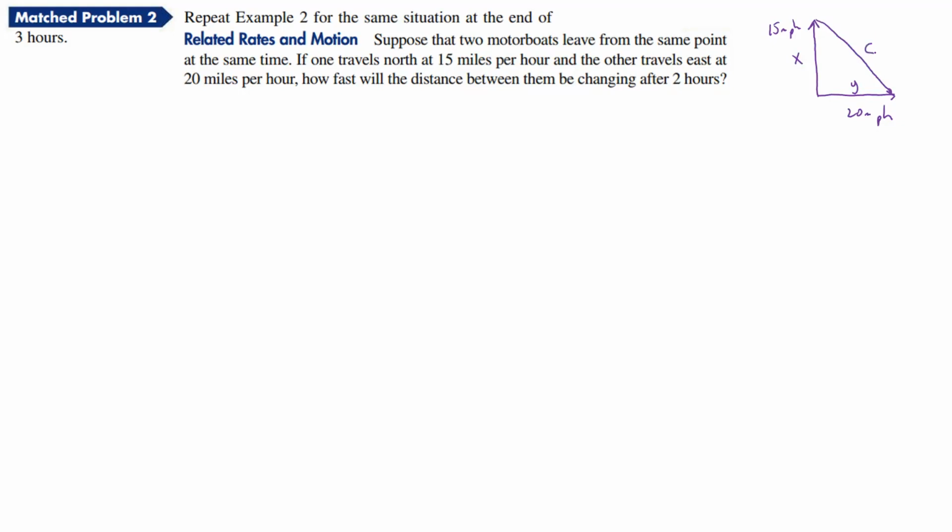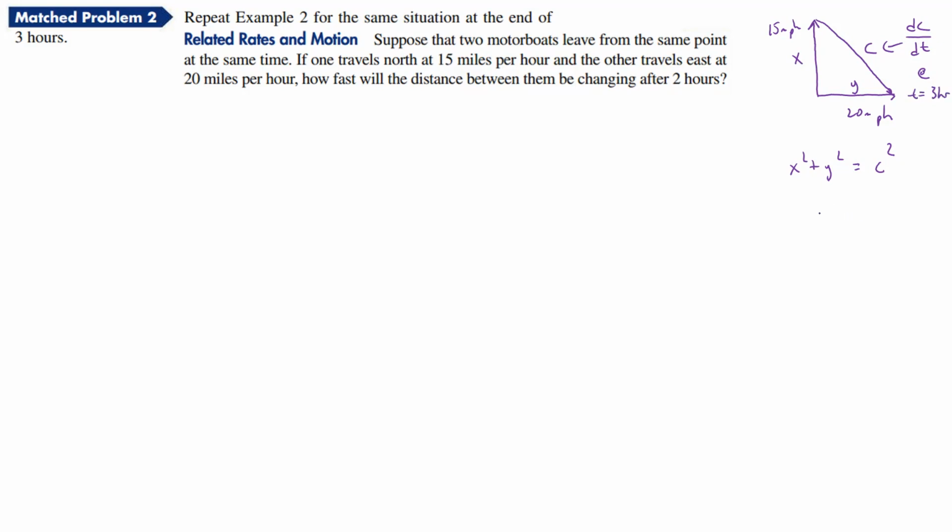And again, it doesn't matter, let's call that one C for no other reason. We could call it H, we could call it Z, whatever we wanted to, but we just have to figure out what it is. All right, so then what do we have? Well, we have again the Pythagorean theorem. We can say x squared plus y squared equals C squared. And what we want to find is how this one is changing, so we want to find dc dt at t equals 3 hours.